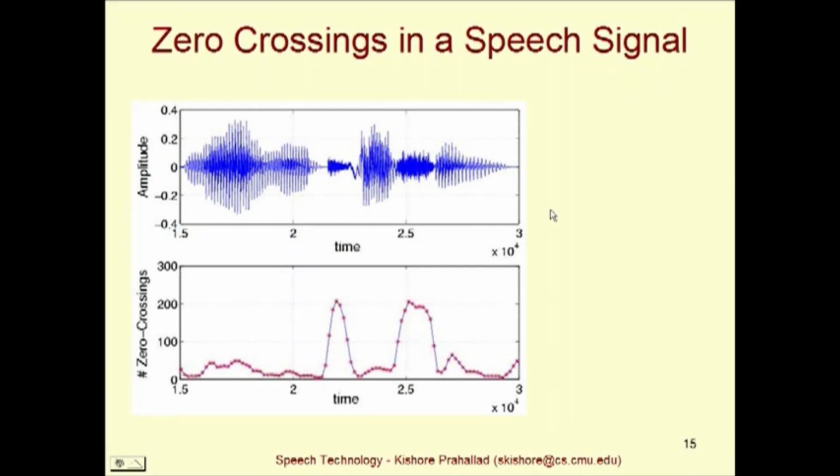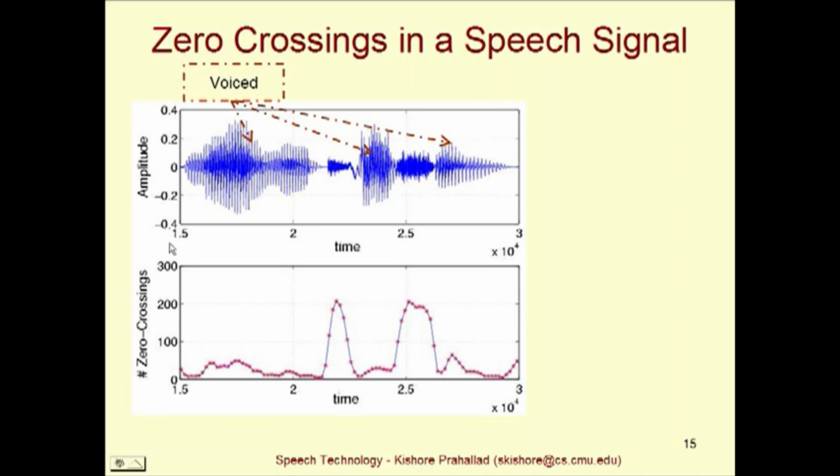So let's look at this speech signal, and what we are plotting here is the zero crossings. You should remember that whenever I am plotting a point here, that means I have used an analysis window in this region and then got this point. So to get this point, I would have used an analysis window here and then obtained a value here.